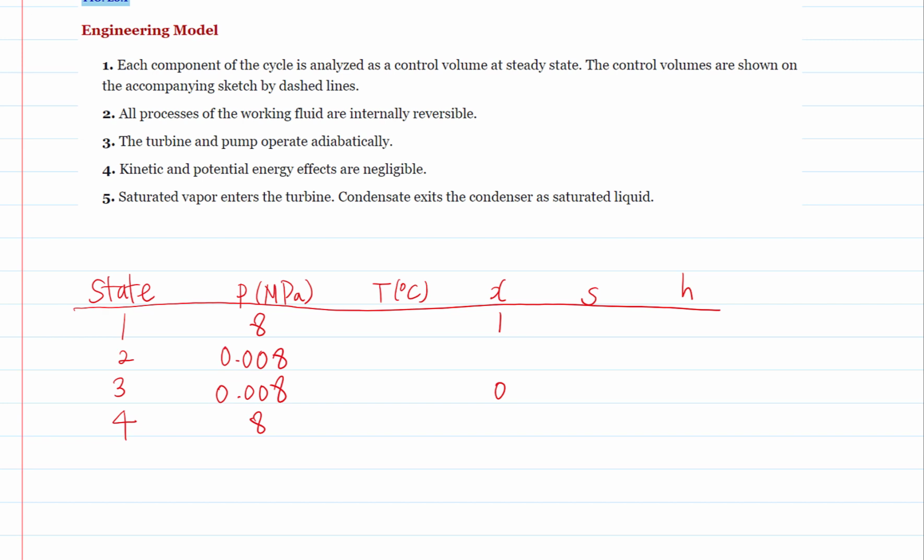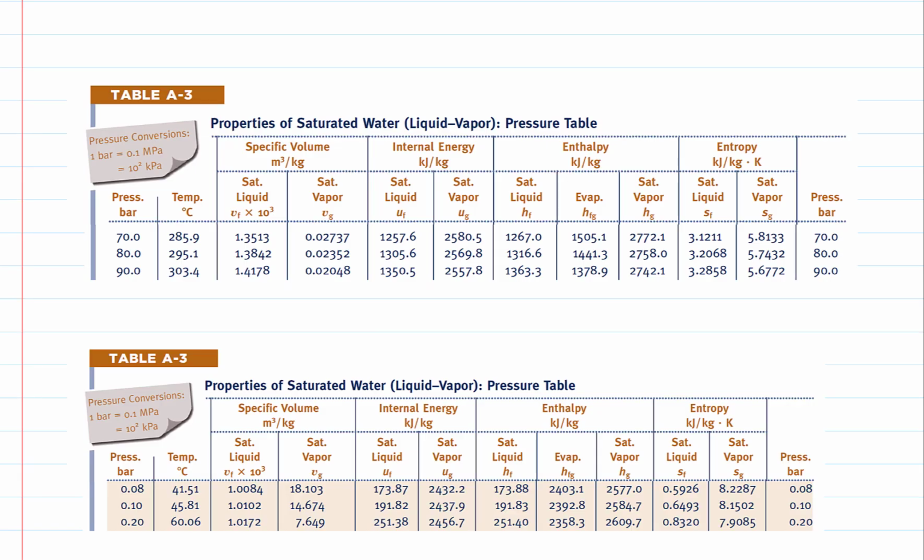Now let's complete the table. At state 1, we know the pressure and the quality, so we can fix the state. So see table A3. At state 1, 8 megapascal or 80 bar, and saturated vapor. We have enthalpy H1, entropy S1.